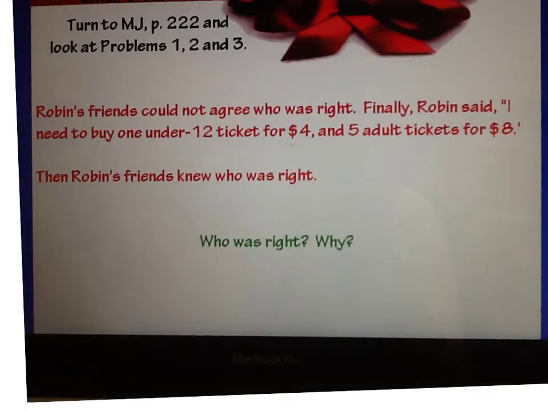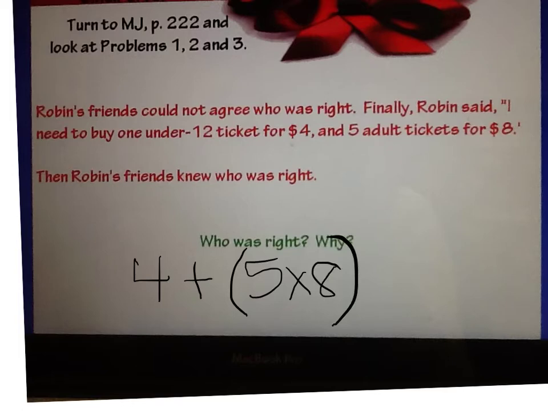Robin's friends could not agree who was right, so finally Robin said, I need to buy 1 under 12 ticket for $4 and 5 adult tickets for $8. With this now new knowledge, Robin's friends knew who was right. And here is how they knew. They knew that they were buying 1 ticket for $4, and they were adding that to the 5 adult tickets for $8. So who was right? Well, it would have been Ann and Rick who had the answer of 44.